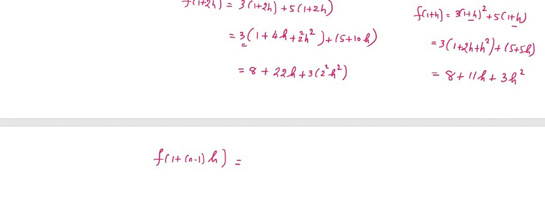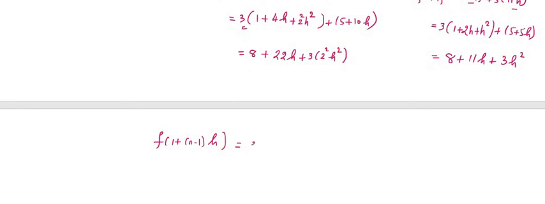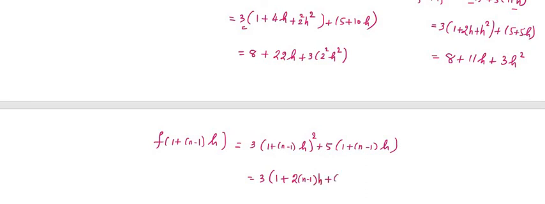What is f of 1 plus (n minus 1)h? F of x is 3 into x square plus 5x. Am I right? That's the function. Therefore 3 into x square, what is x here? 1 plus (n minus 1)h the whole square, plus 5x, where x is 1 plus (n minus 1)h. If I expand this one: 3 times (1 plus 2 into (n minus 1)h, that is 2ab, plus b square). B square is (n minus 1) square h square. Plus, if I multiply with 5, 5 plus 5 into (n minus 1)h.